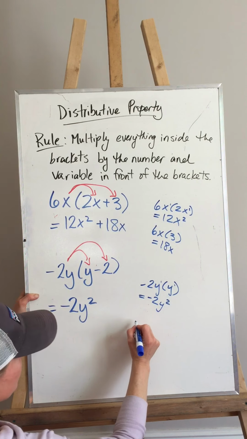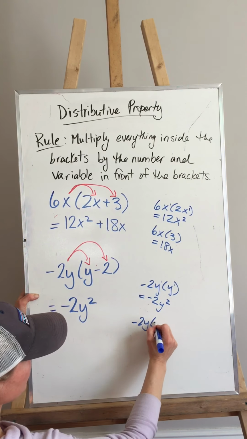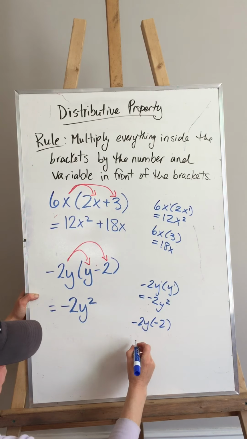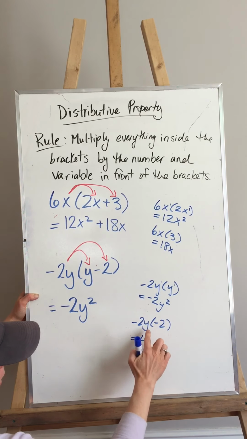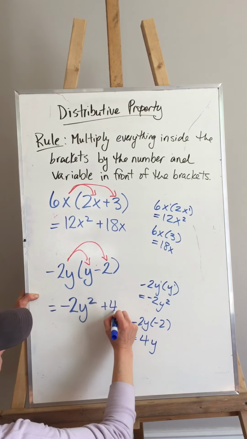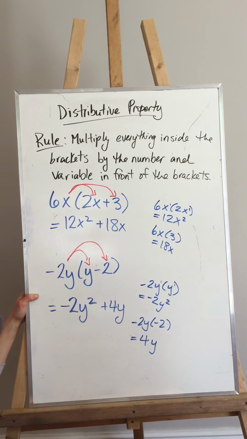My second arrow is negative 2y times negative 2. Negative 2 times negative 2 is positive 4 and y. Okay, so it should be plus 4y, and that's your answer for that one.